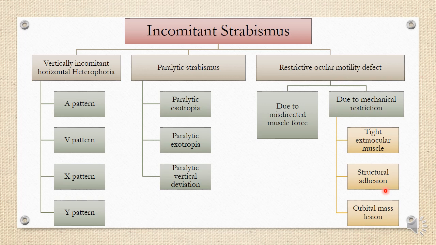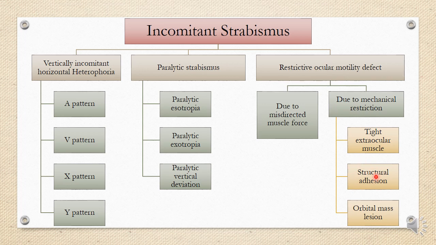Okay, so these are the different types where tight extraocular muscle is one of the reasons, or it could be because of structural adhesion, which could be because of fat adherence after a strabismus surgery or an RD surgery, or a congenital fibrotic band, or acquired Brown syndrome due to inflammation, scarring, or conjunctival or Tenon's capsule scarring. So these are the reasons for structural adhesion.